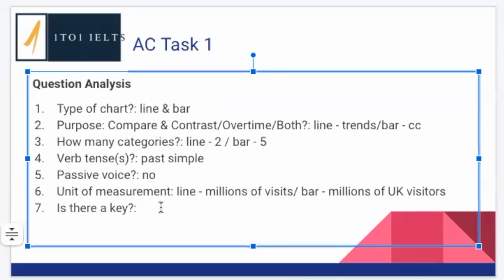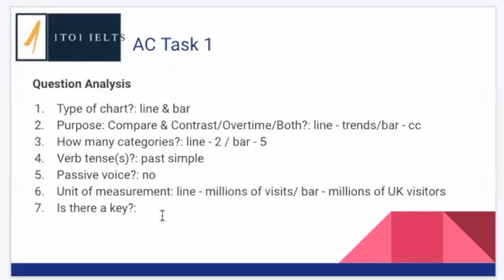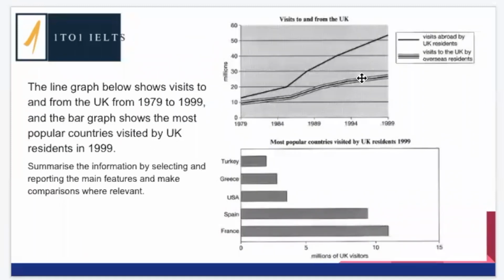And was there a key? Yes, there was. We already had a look. We've already analyzed that, so that's fine. We said looking at key features, so quickly remind ourselves before we get into the details paragraph. So for the line graph, everything increased, so more visits abroad than to the UK. Everything increased and this line is highest.